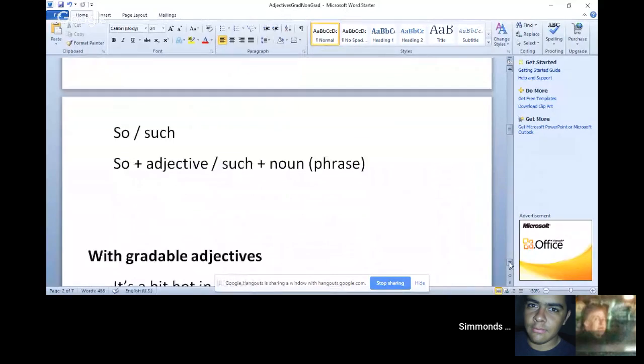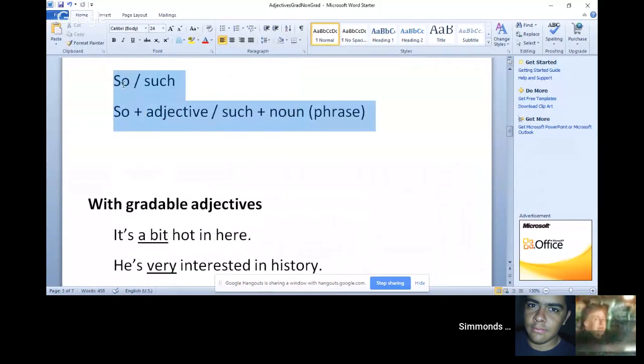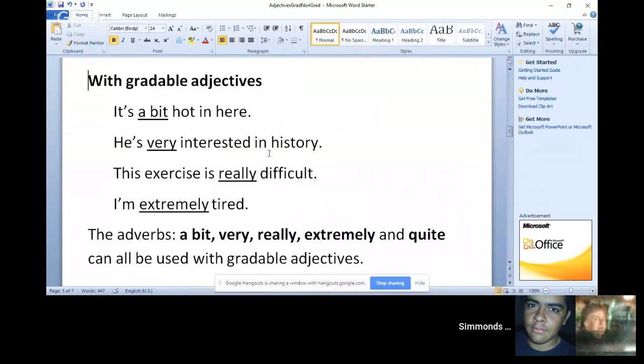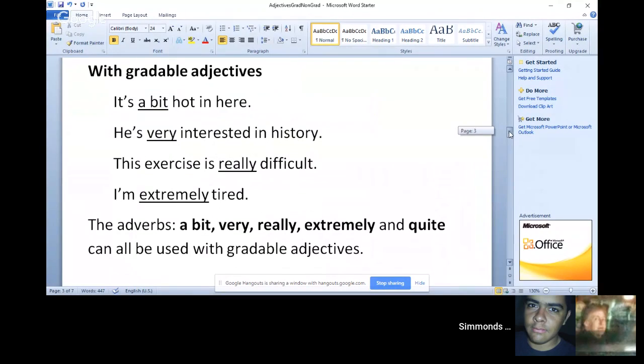All right, so let me go down. Actually, I'm going to delete this because I've measured out everything. So, Rafa, I think it's your turn. Why don't you go ahead and read these for us, okay? With gradable adjectives. It's a bit hot in here. He's very interested in history. This exercise is really difficult. I'm extremely tired. The adverbs a bit, very, really, extremely, and quite can be used with gradable adjectives.